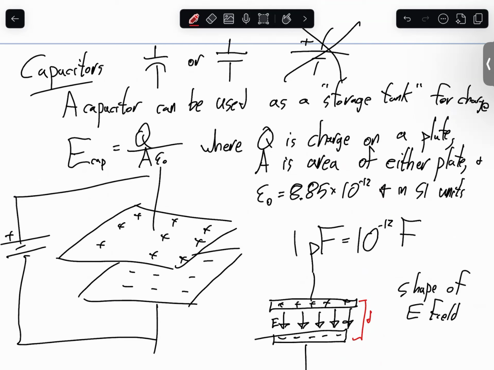I want to bang on this for a second. I want to tell you what the capacitor is not. A capacitor is not a battery. A battery is not a balloon filled with charges.